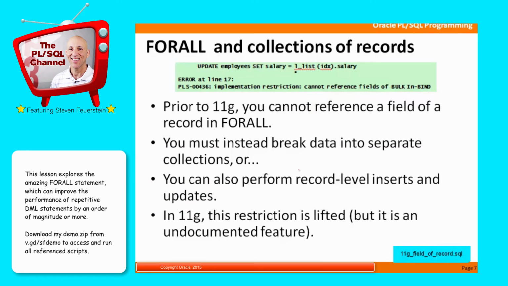So to sum up, prior to 11g, you cannot reference a field of a record in Forall. You have to break up your collection of records into separate collections. Look to see if you can take advantage of record level inserts and updates. And in 11g, this restriction is lifted, but note that at least in 11.1, it is not documented. So you can only hear about it here. Probably in 11.2, the documentation has been added, though I cannot verify that at this moment.